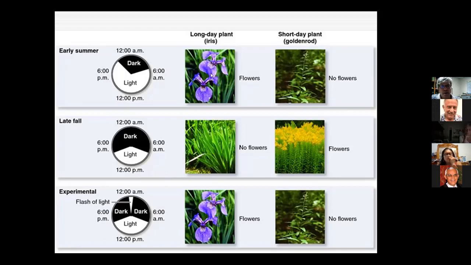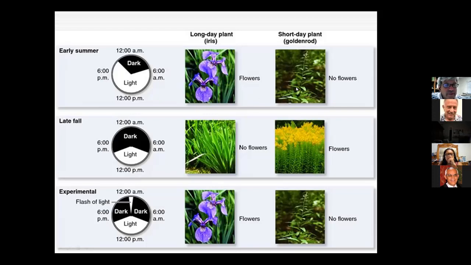So for the iris here in early summer, this is not from here, this is actually a little further north. But you have a short night and a long day, and the iris is blooming. In the wintertime or the late fall, you have a short day and a long night, and it's not blooming. But if you would take that long night and turn on lights for 10 minutes, or flashes of light, to break it up multiple times, it's going to perceive that as 2 short night periods, and it's going to let that iris start to bloom.